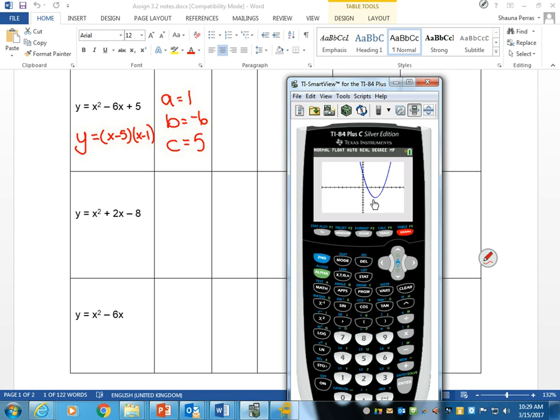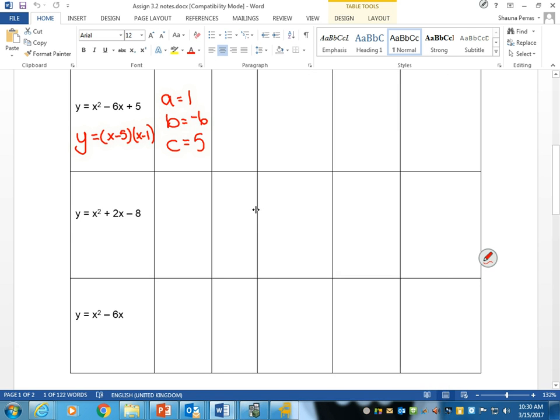Okay, looks like I'm still looking for a minimum. It's now over here. So if we go second trace minimum, we want to do left bound, enter. We want to do right bound, enter, and guess somewhere. And so it says 2.9999991, comma negative 4. So we're going to round that to 3. So it'll be 3, comma negative 4.